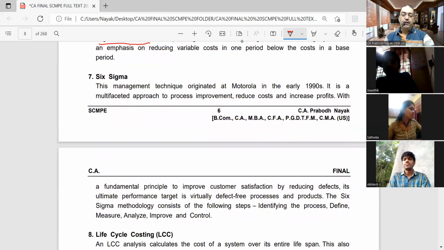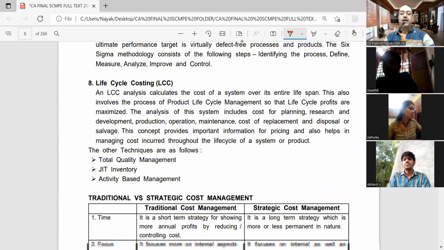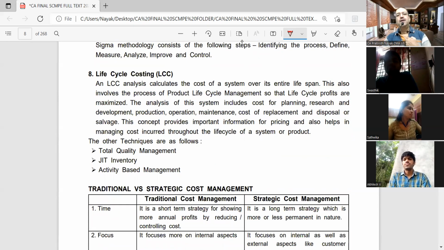Six Sigma, I will come to this at a later stage. Life cycle costing. Life cycle costing is what Mukesh Ambani did for Reliance Jio. Reliance Jio, he did life cycle costing. What is life cycle costing? Life cycle costing means you don't find out the profit or loss for 1 year as you do in financial accounting. In financial accounting, what do you do? Revenue for the current year minus the expense of the current year, you get the profit for the year. I'm not doing that in life cycle costing. In life cycle costing, I prepare.